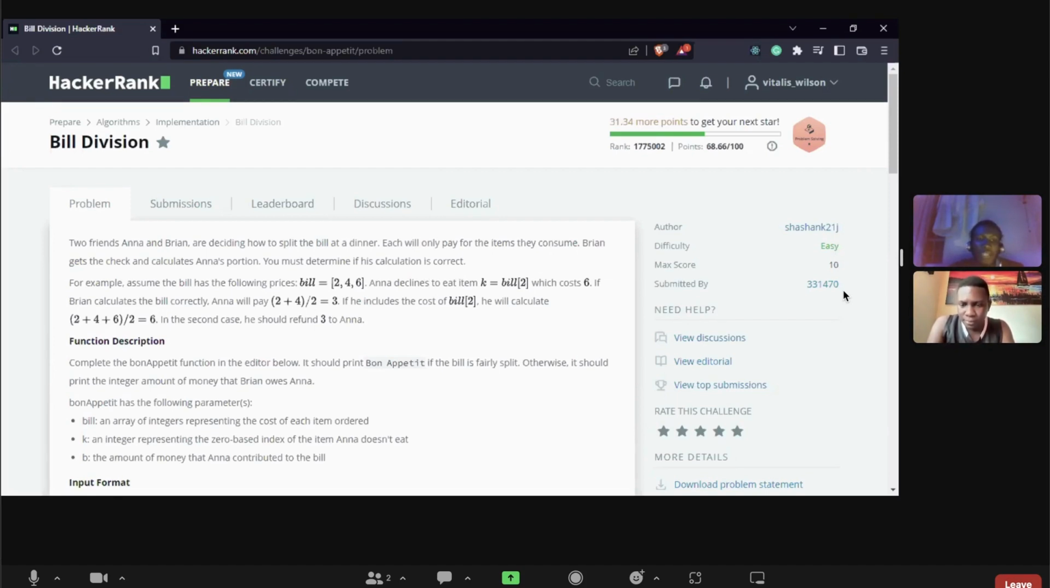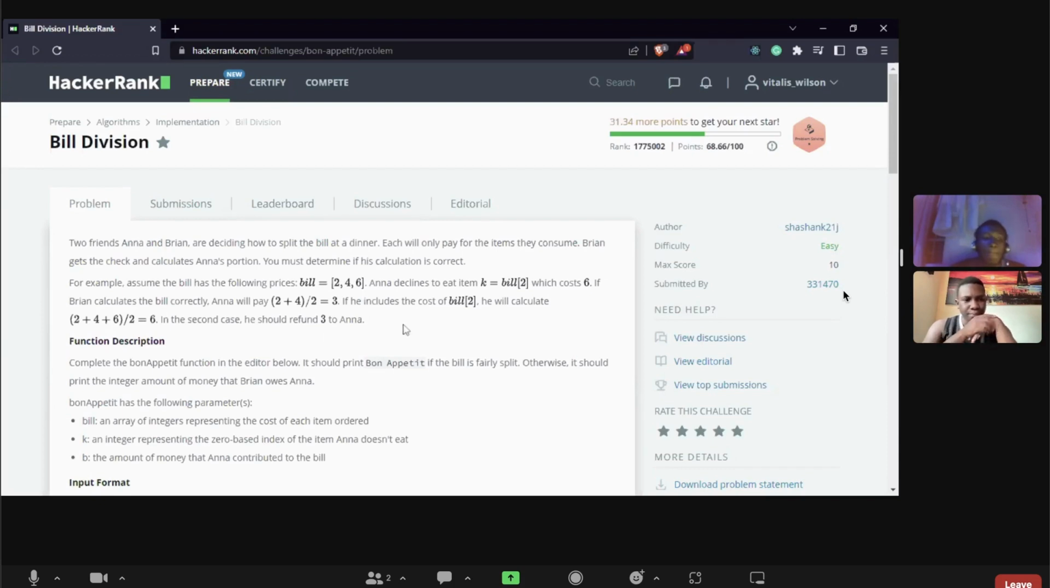For example, assume the bill has the following prices. So you have the 2, 4, and 6. Anna declines to pay for item k, bill index 2. Okay. So which costs 6 bob. If Brian calculates the bill correctly, Anna will pay (2 + 4) divided by 2, which equals 3. If it includes the cost of bill index 2, you calculate (2 + 4 + 6) divided by 2, which equals 6. In the second case, you should refund Anna.